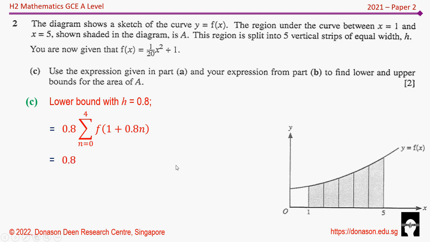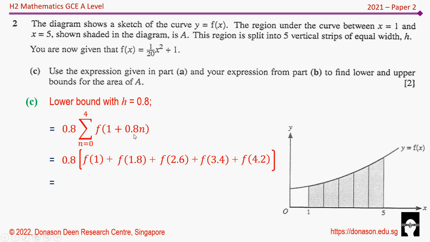So if I were to evaluate this, this is going to be f(1) plus f(1.8), f(2.6), f(3.4), and f(4.2), because n you replace with 0, 1, 2, 3, and 4. So when you replace it with the 4, it's going to become 4.2.